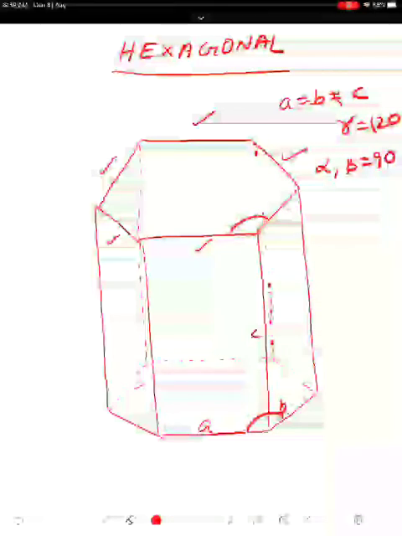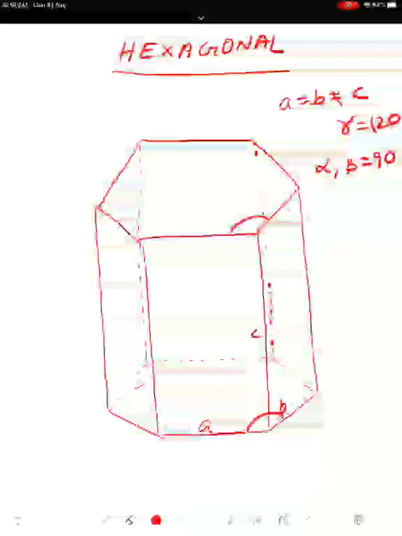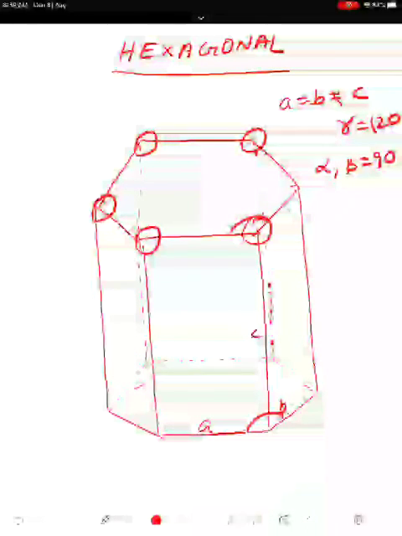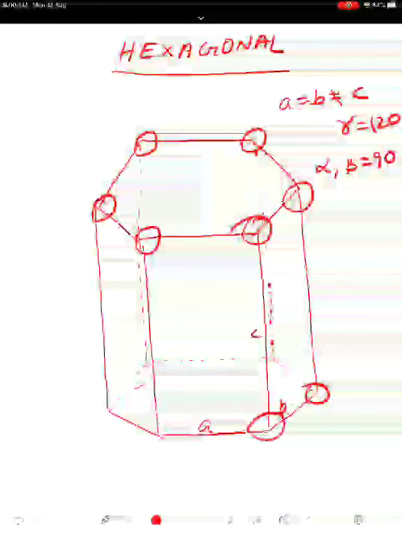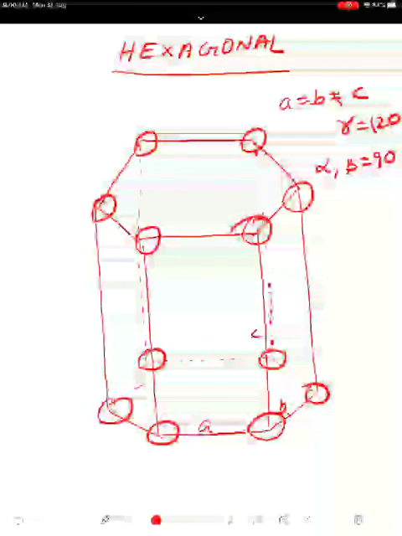Primitive means only at the corners. Not body centered, not face centered. So for primitive, this corner, this corner, this corner. Only one variation, that is primitive, under hexagonal. Example is graphite. We know that in graphite the sheets are in a hexagonal arrangement. So this is the fourth crystal system.